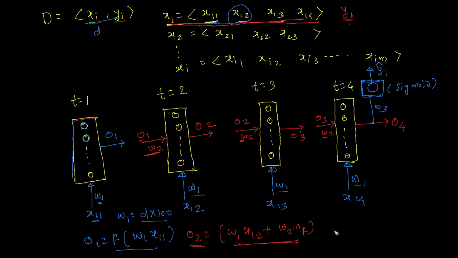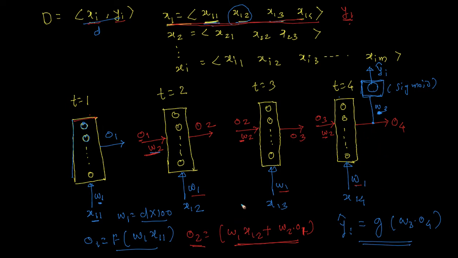Now the activation function here is different. So yi hat, let's call this function g, is g of O4 into W3. This is a new weight vector again. So there are only three weight matrices here, W1, W2, and W3. So yi hat is equal to g of W3 into O4. That is how I get this yi hat output.